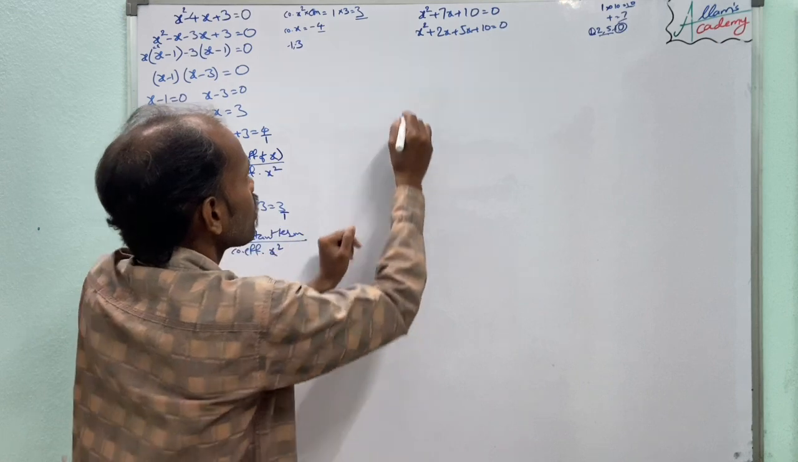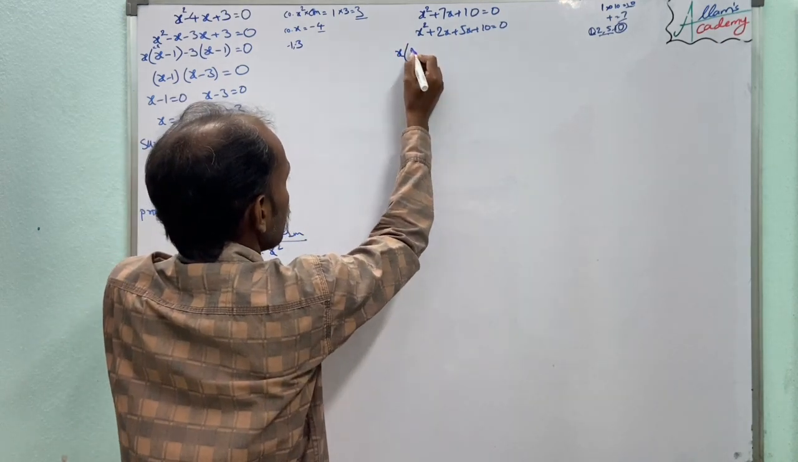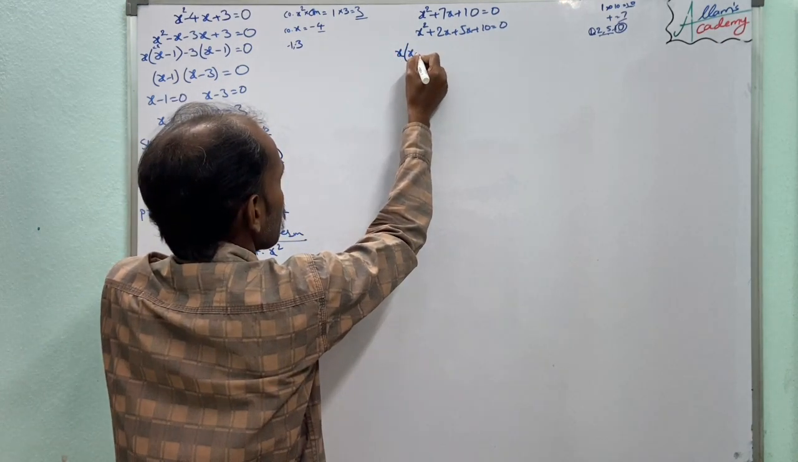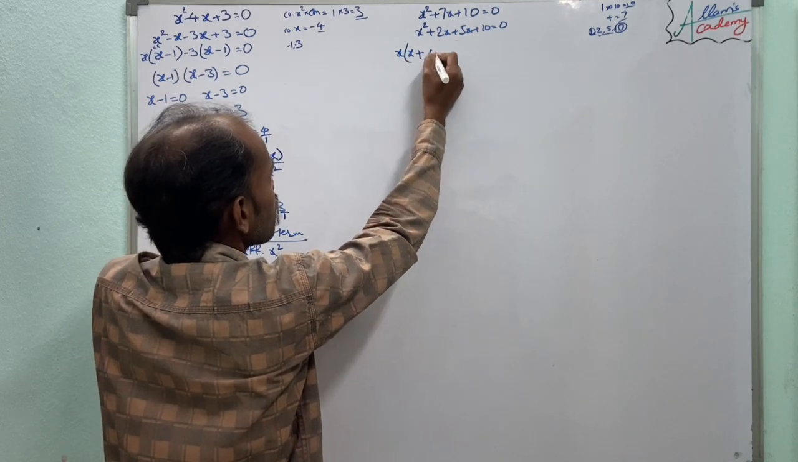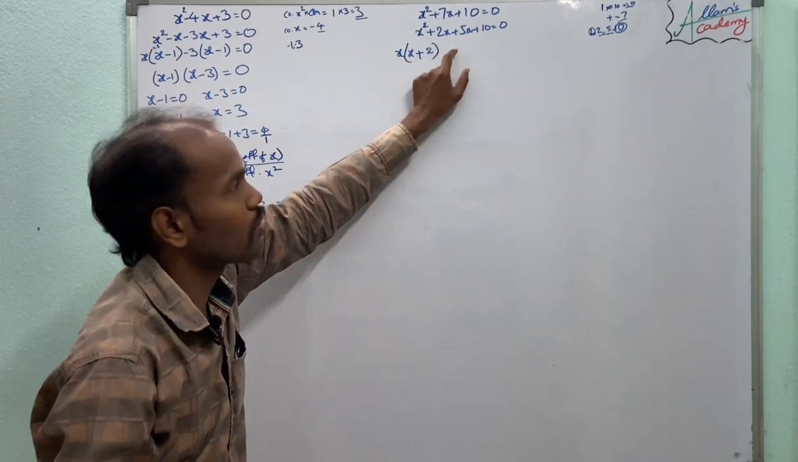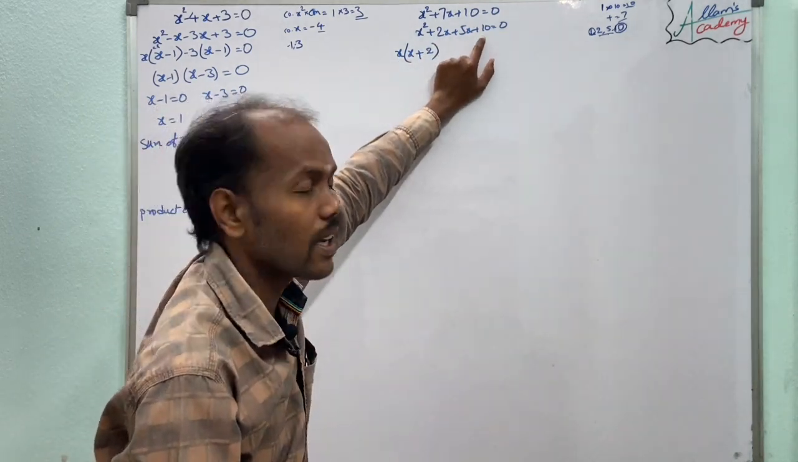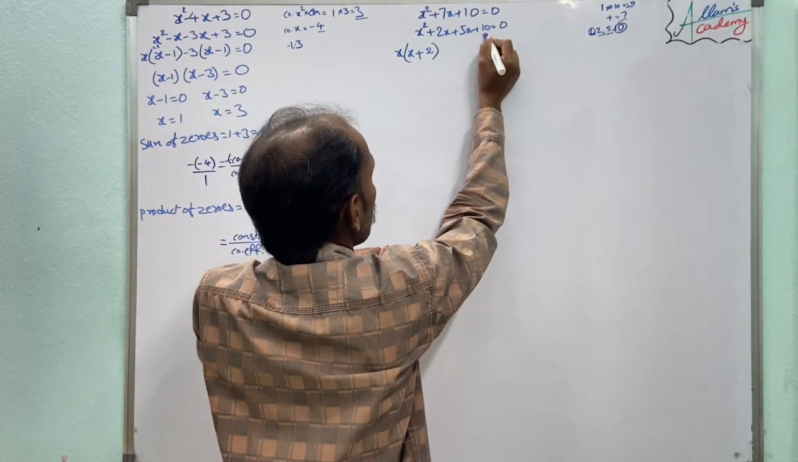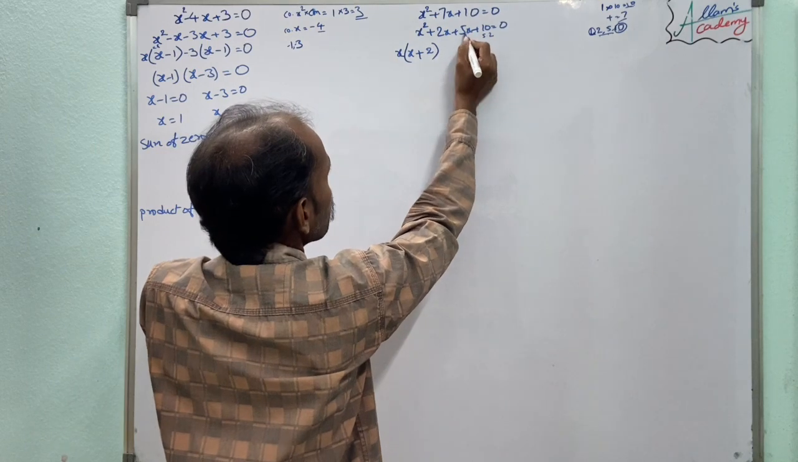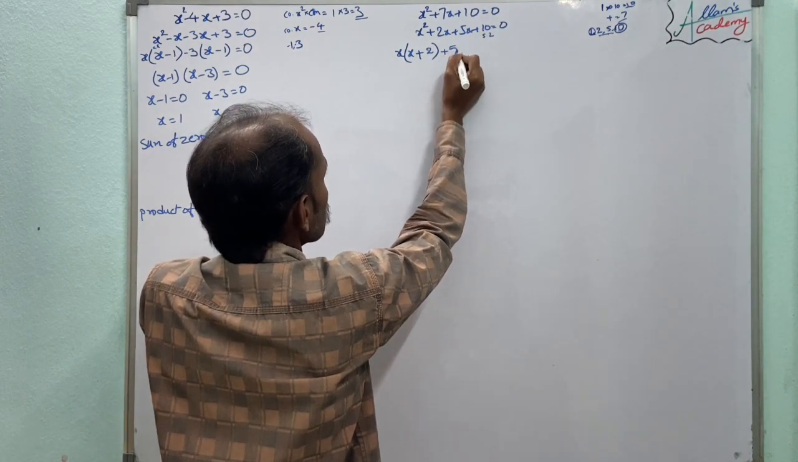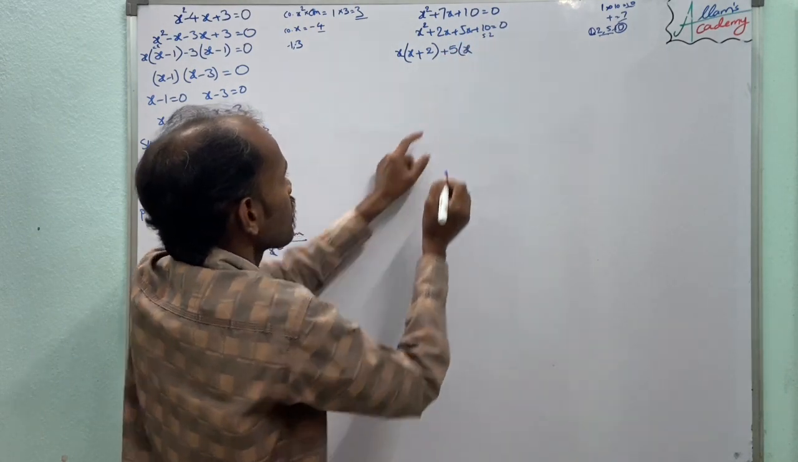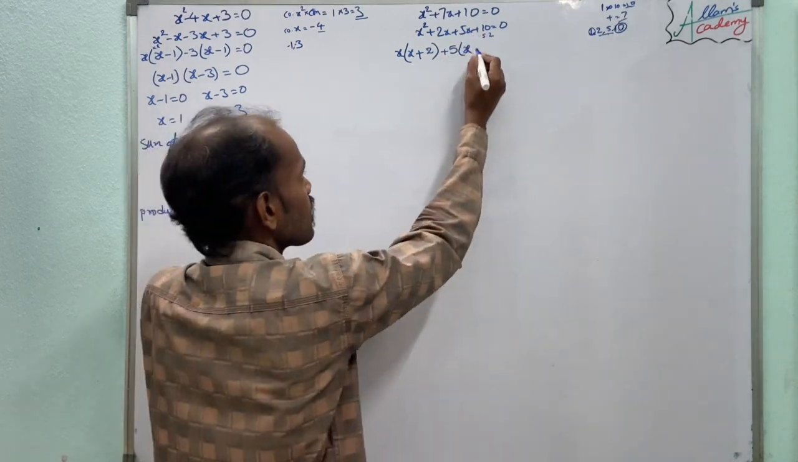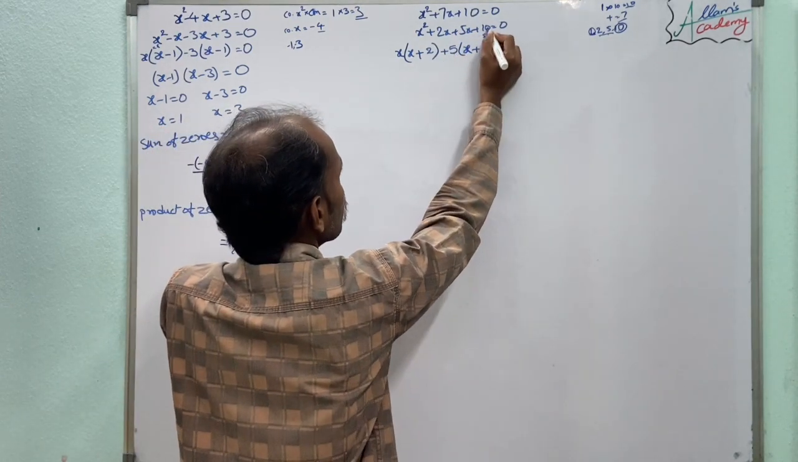In this both x is the common, so taking x common, here we get x plus 2 into x. Taking 1x outside, we get 2, and here 5x and 10 can be expressed as 5 into 2. So in this both 5 is the common number. So plus 5 common taken, here x. Plus into plus is nothing but plus. So 5 2s are 10.